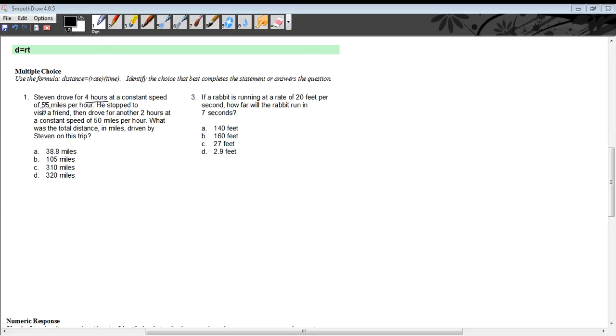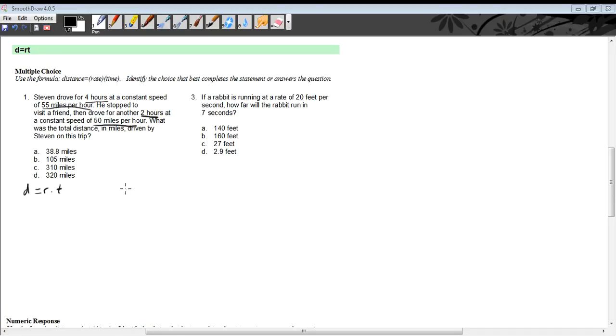4 hours at a constant speed of 55 miles per hour. He stopped to visit a friend and then drove for another 2 hours at a constant speed of 50 miles per hour. What was the total distance in miles driven by Stephen on this trip? So we're going to use this formula. Distance is equal to rate times time. But he did two parts of the trip. The first part is he drove for four hours at 55 miles per hour.